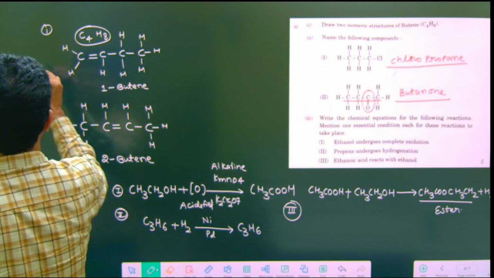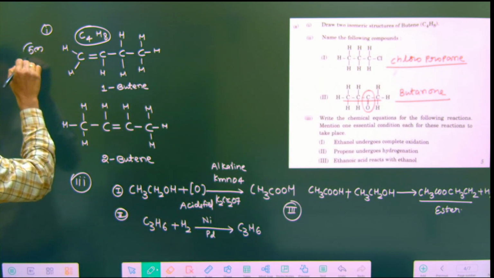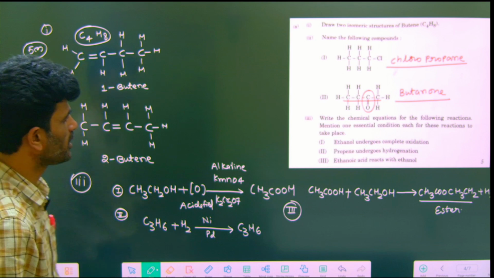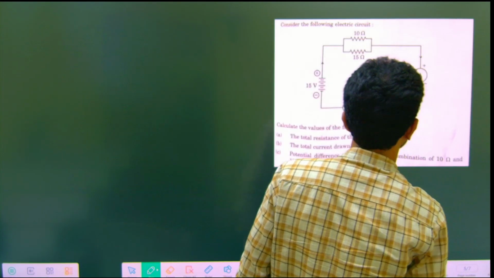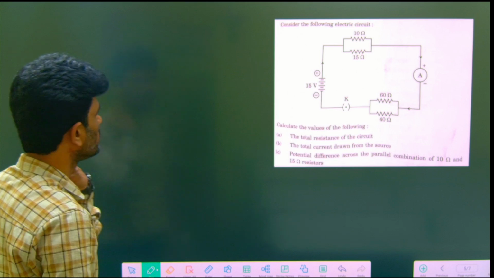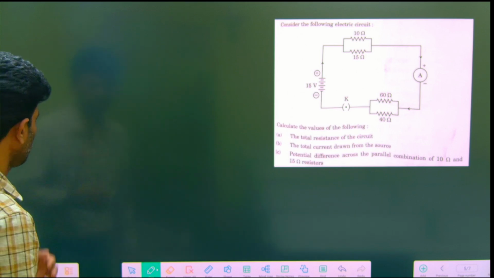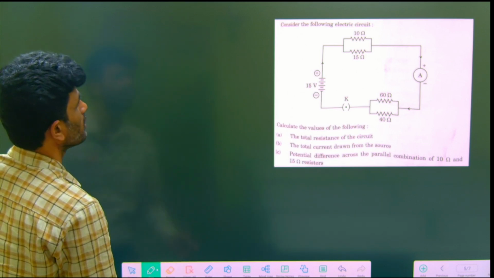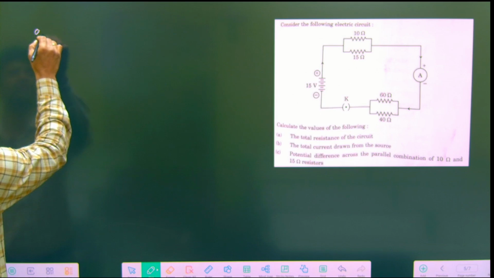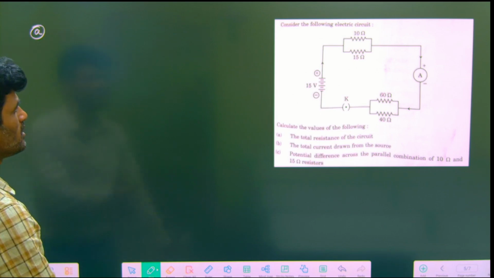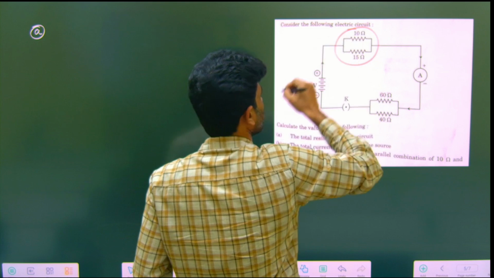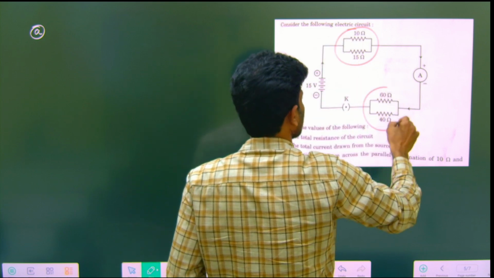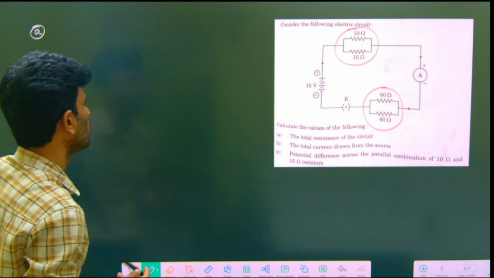So this is also a 5 marks question. If you write like this, you will get 5 marks. So the next one, this is a 3 marks question from electricity. Hope everybody got this one correctly. What is the first question in this? They are asking to find total effective resistance. To find that, first we have to find the effective resistance of this and the effective resistance of this. These two we have to find out.